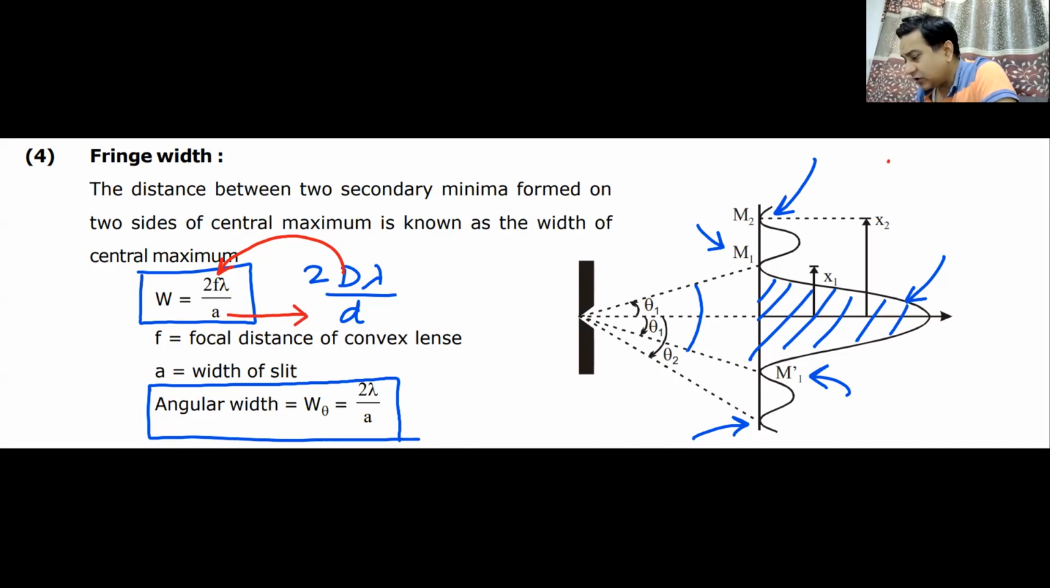a is the width of the slit. Instead of calling it a, we can also call it small d. Do we understand the difference between the two formulas that we are seeing? If the distance between the slit and the screen is given, you can use this formula. If the focal length of the lens is given, you can use this formula. Is it clear to everyone?